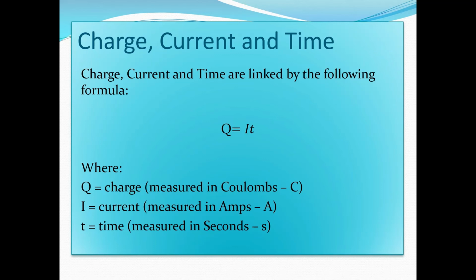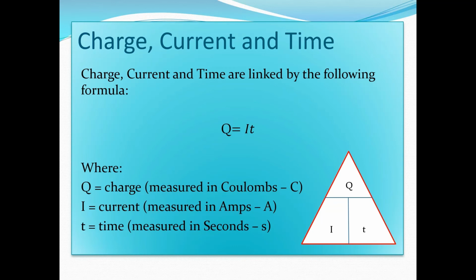So if we look at our triangle here, we'll split it up into 3 again, and we'll put Q at the top, and we'll put I and T next to each other. And just like before, if you cover up the thing you're after, it tells you the equation. So if we're trying to find out time, we cover up T. That tells us we'll have a charge divided by current.